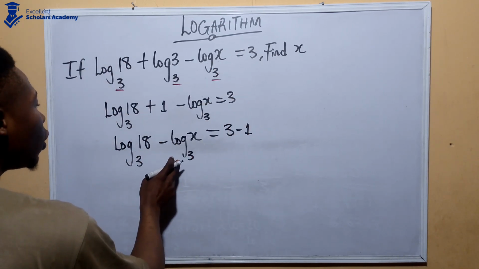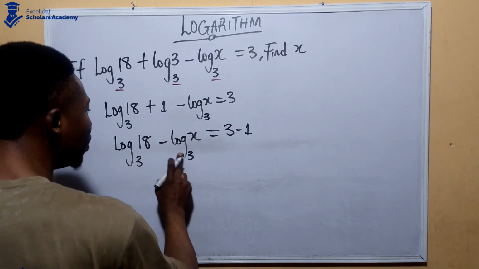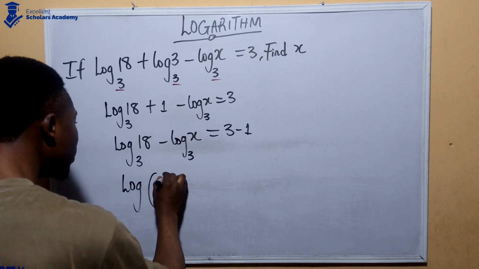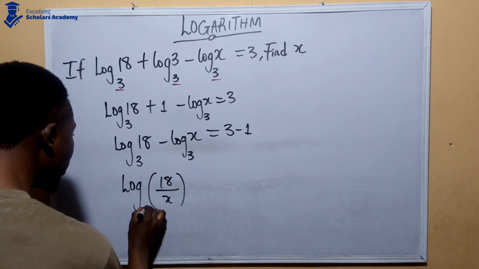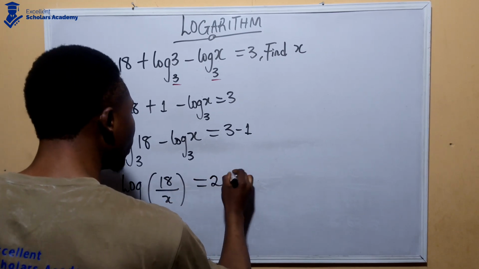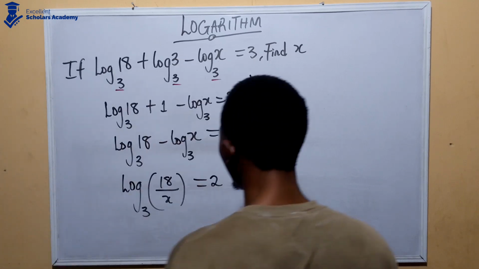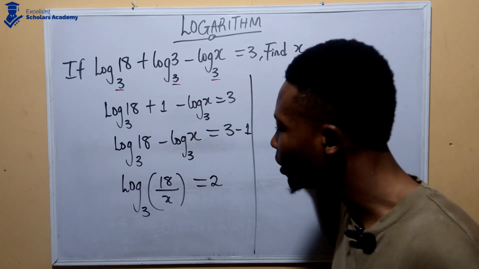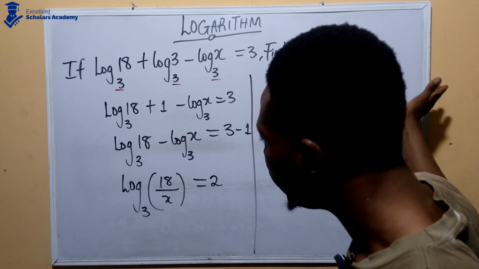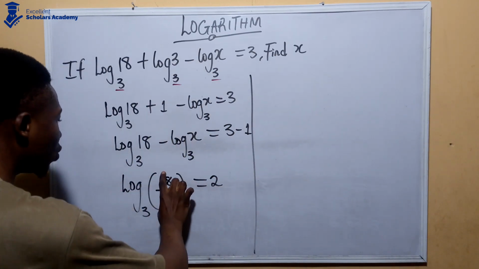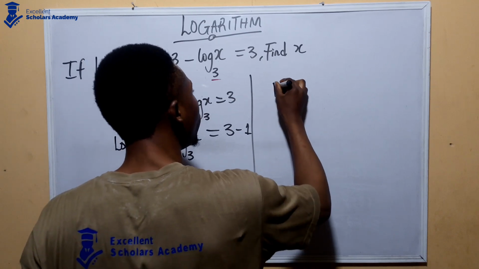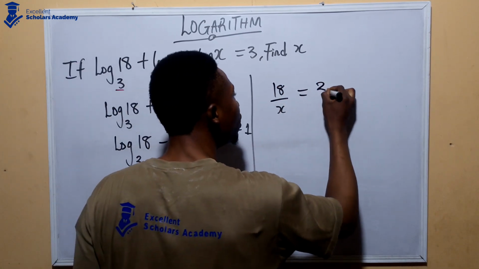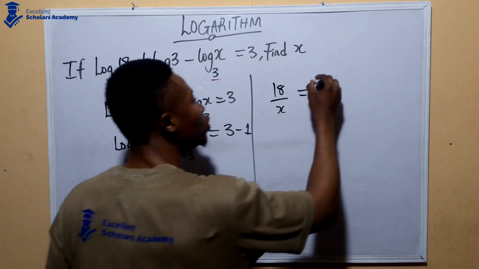So now, according to the law of logarithm, bringing this together, they have the same base and subtraction is between them, so it becomes division into one log. So it becomes log 18 over x base 3 is equal to 3 minus 1. That gives us 2. Alright, now let's move further. Now we are going to apply the law of logarithm, the one we applied in the previous question that we solved. That 18 over x will be equal to this base 3 to the power of what this logarithm is equal to, 2.